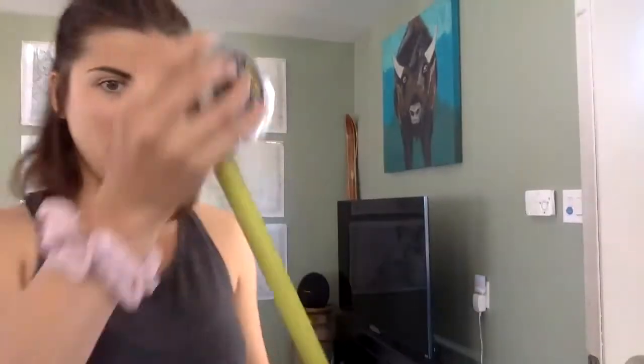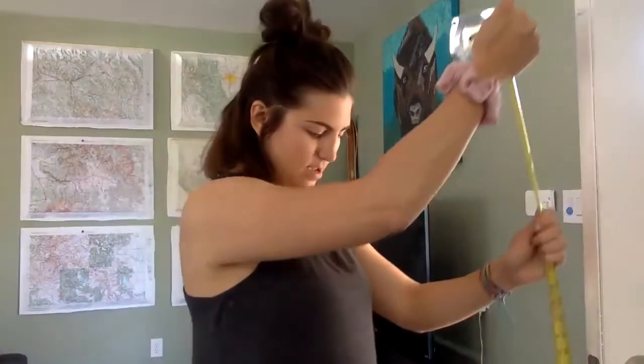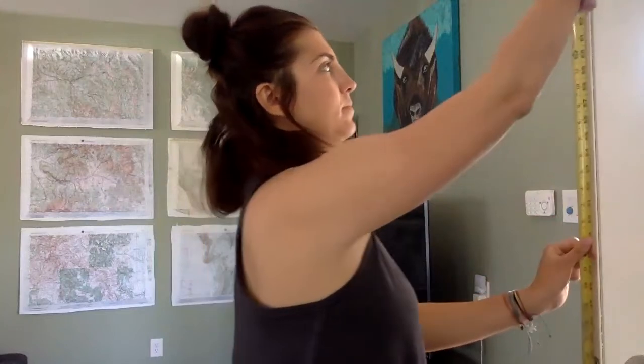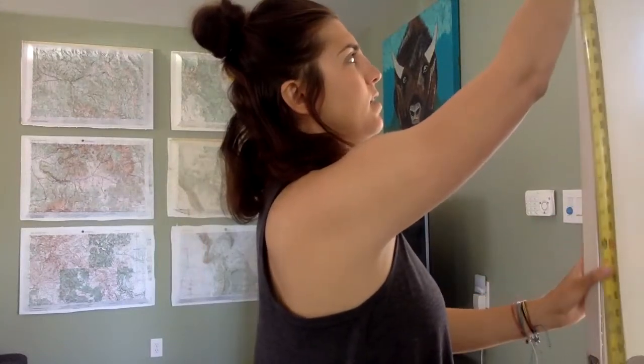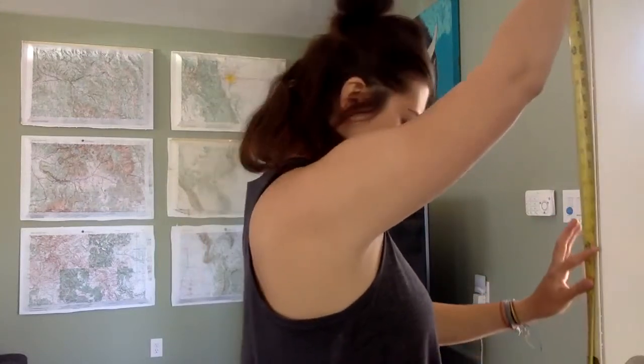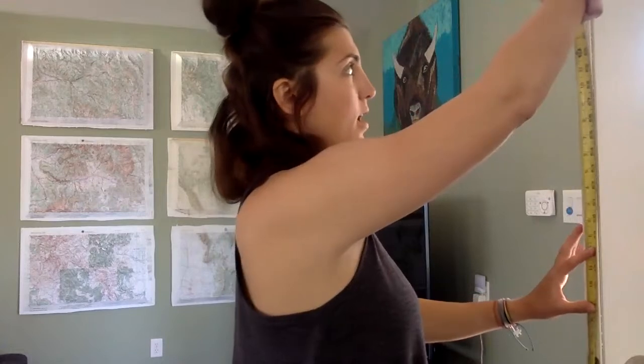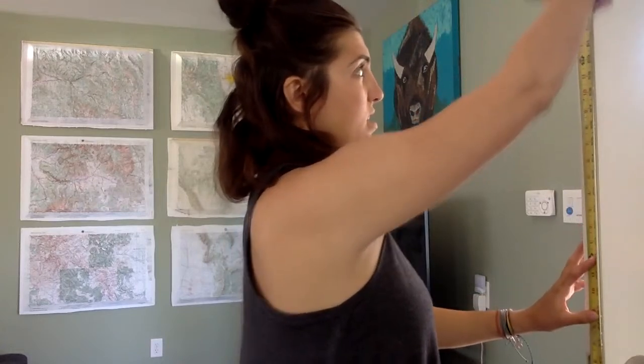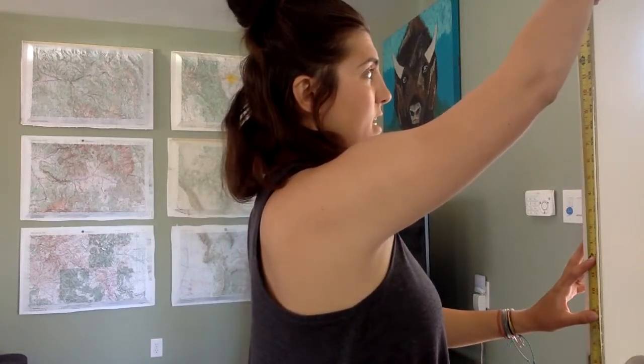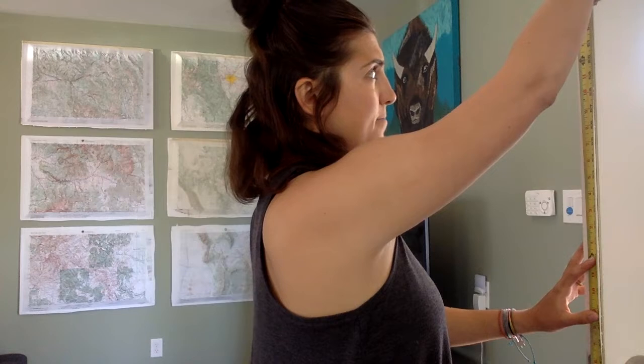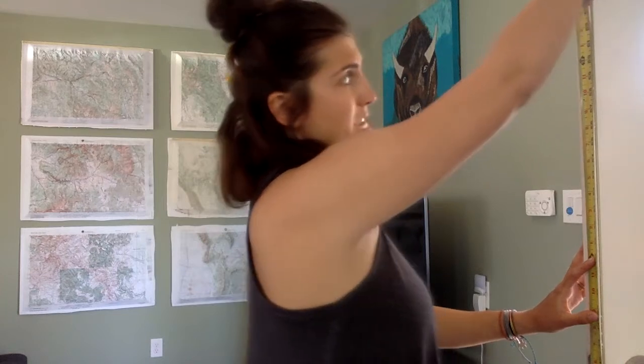Awesome. So if you would like, and you have a measuring tape or a ruler, that would work, you can see how tall you are. So it says I am 5'3". So 63 inches or 5'3".